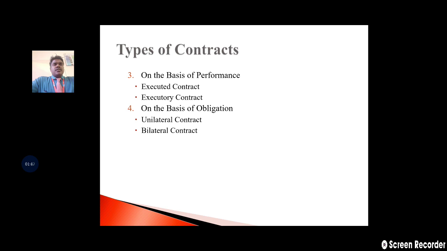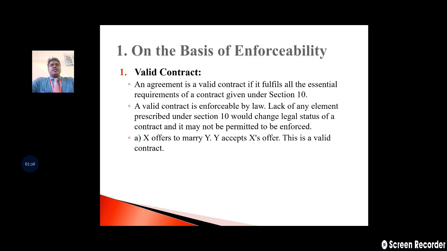Now we deeply discuss the first point, on the basis of enforceability. Under this, the first heading is valid contract. A valid contract means an agreement is a valid contract if it fulfills all the essential requirements of the contract given under Section 10. A valid contract is enforceable by law. Lack of any element prescribed under Section 10 would change the legal status of the contract and it may not be permitted to be enforced.